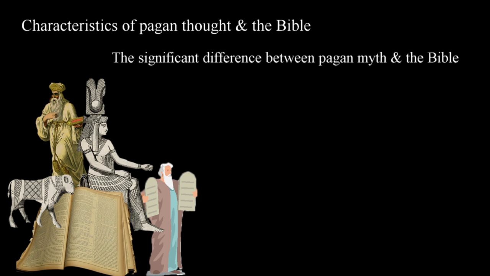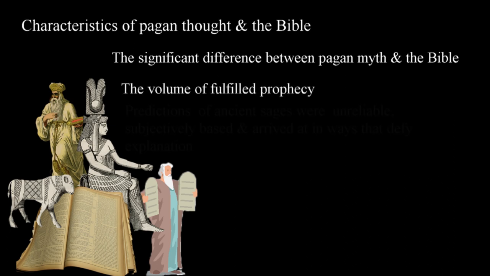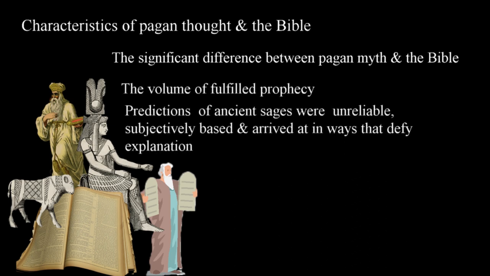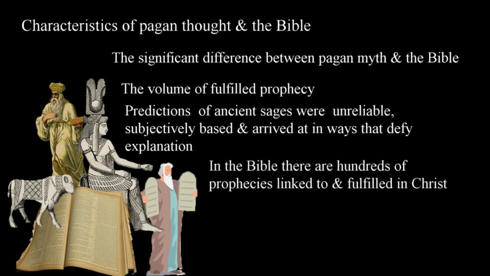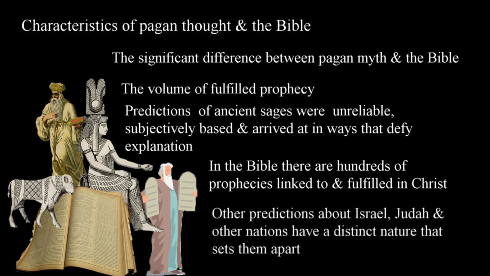Another difference, and probably the most significant, is the volume of fulfilled prophecy in the Bible. Predictions of ancient sages were unreliable, subjectively based, and arrived at through methods that defy explanation in the modern world. In the scriptures, there are hundreds of prophecies linked to and fulfilled in Christ. Other predictions about the fate of Israel, Judah, and world powers speak clearly and have a distinct nature that sets them apart from pagan writings.